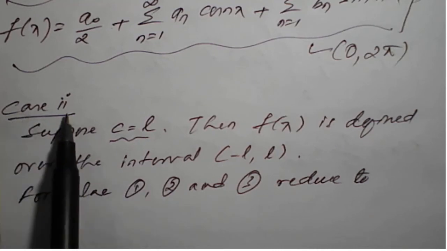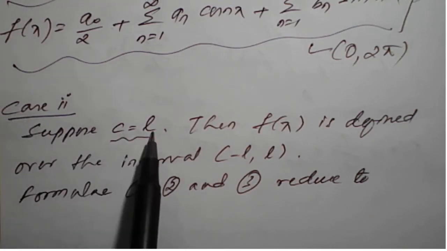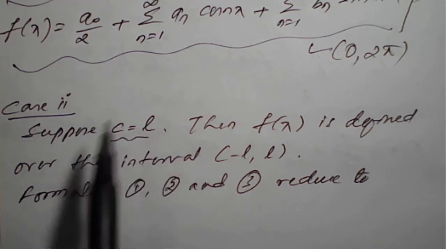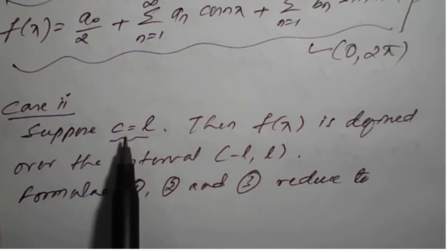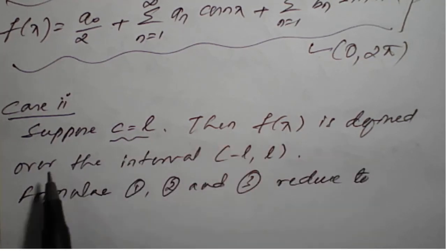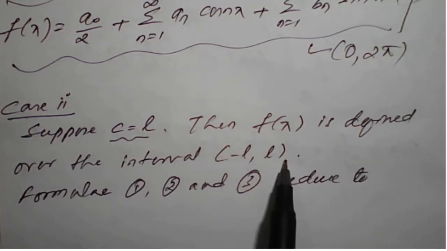Now we'll see case number 2. Suppose c is equal to minus L. Before, in case number 1, we had taken c is equal to 0, and after that we had taken L is equal to pi. Now if it is case number 2, suppose c is equal to minus L, then f of x is defined over the interval minus L to plus L.